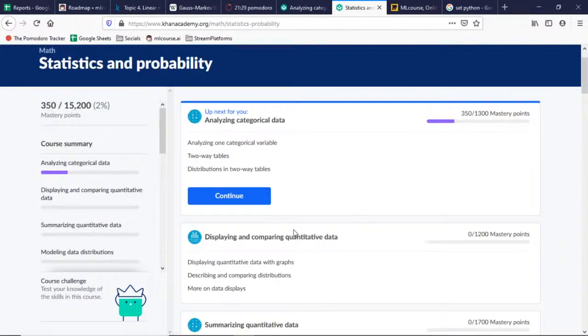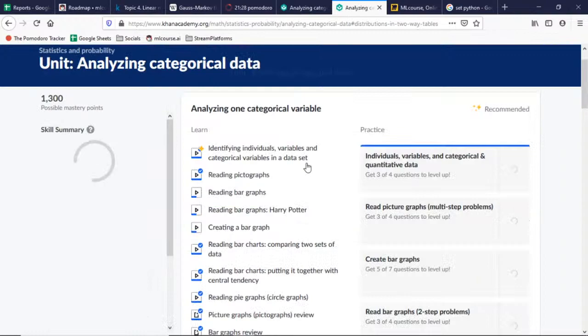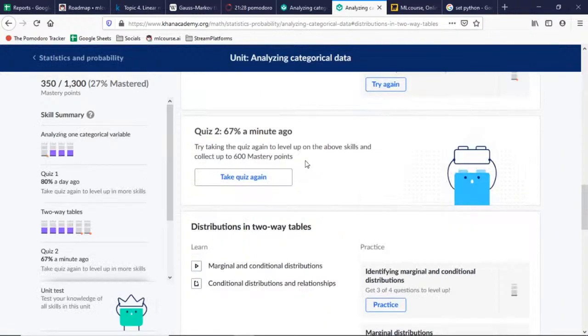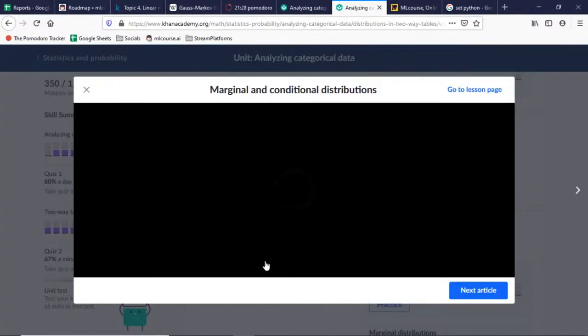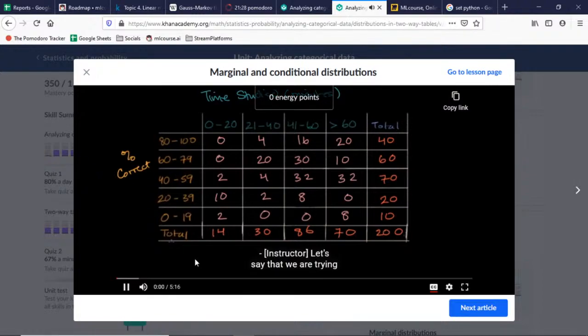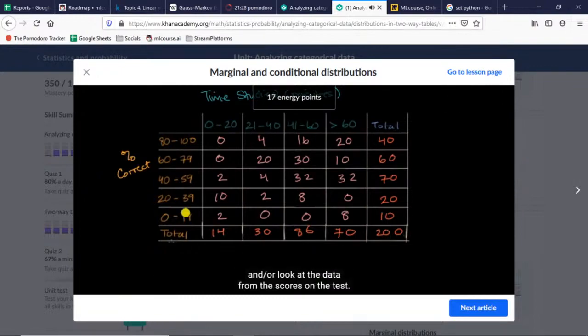Okay, so let's watch on two tables, distribution on two tables. Let's say that we are trying to understand a relationship in a classroom of 200 students between the amount of time studied and the percent correct. And so what we could do is set up some buckets of time studied and some buckets of percent correct, and then we could survey the students or look at the data from the scores on the test, and then we can place students in these buckets.